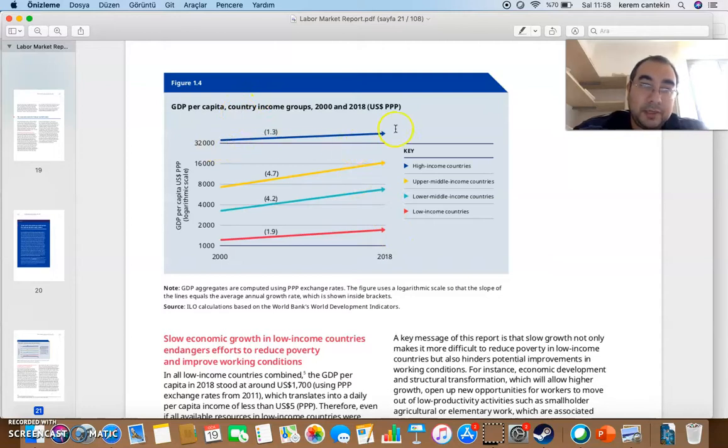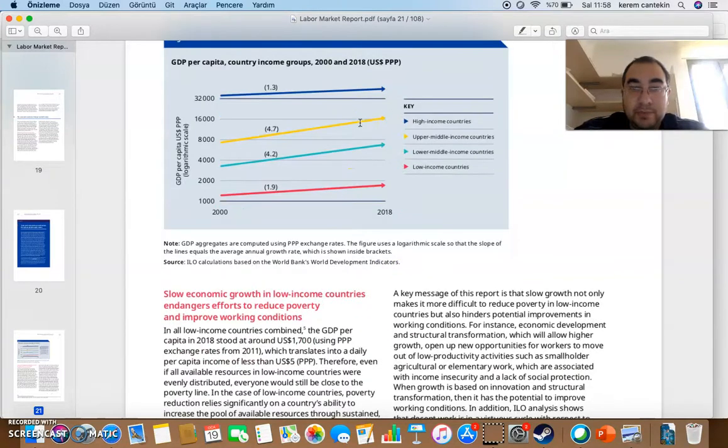In high-income countries, the increase is more limited, but also note that we don't see the distribution here. I mean, how this increase in GDP per capita has been distributed, but the countries become relatively more equal if you look at this table up to 2018.